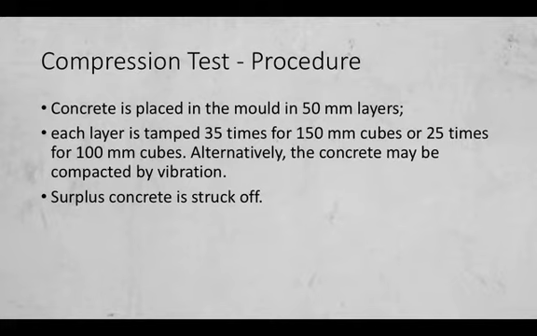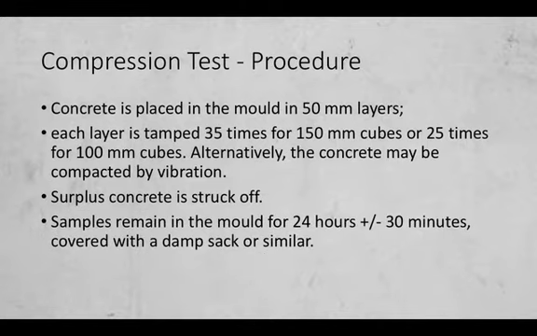So if you have a 150 millimeter cube, you're going to have 3 layers that you tamp, 35 times each. If it's a 100 millimeter cube, you have 2 layers that you tamp 25 times. You strike off the surplus, just similar to the slump test, and the samples will remain in the mold for 24 hours, covered with a damp sack or similar.